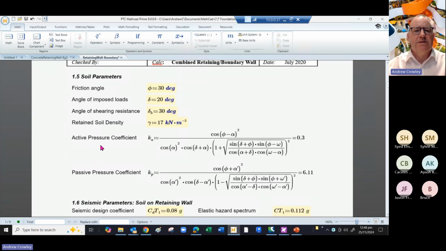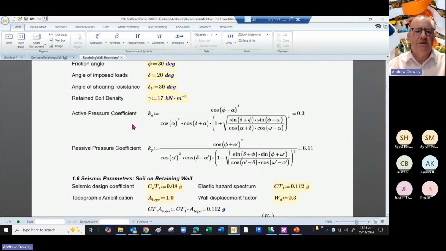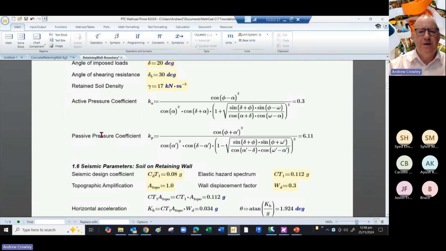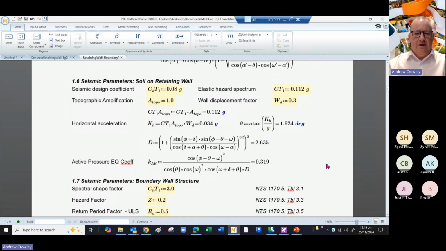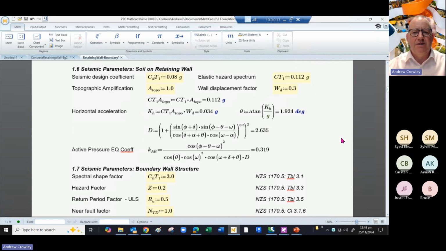So our soil parameters are given here, very similar to the previous example. And we've worked out the active pressure and the passive pressure using the Coulomb equations. So they work as 0.3 and 6.1. So the seismic parameters, we're looking at a relatively short return period. So we're looking at a topographic amplification of 1 and a wall displacement factor of 0.3. So our KH works out as a tiny 0.034 g.